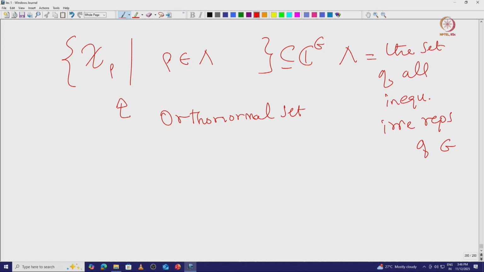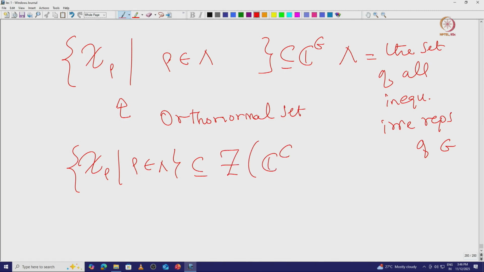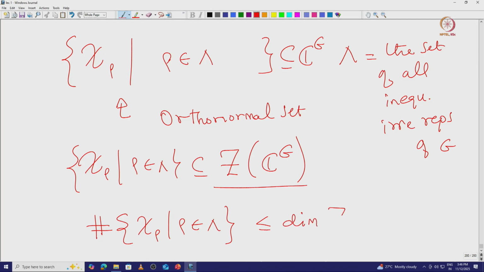Now, note that this set chi_rho, rho in Lambda, lives inside this space of class functions, and since it is an orthonormal subset, the cardinality of this set chi_rho, rho in Lambda, is going to be at most the dimension of this C_G, which is exactly the number of conjugacy classes. So, we get two immediate corollaries.